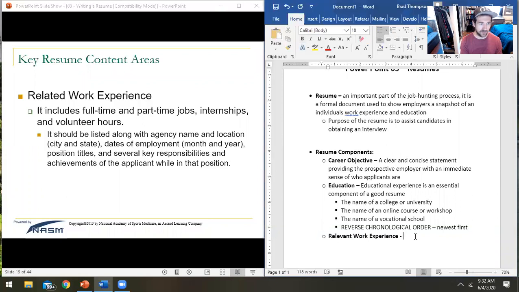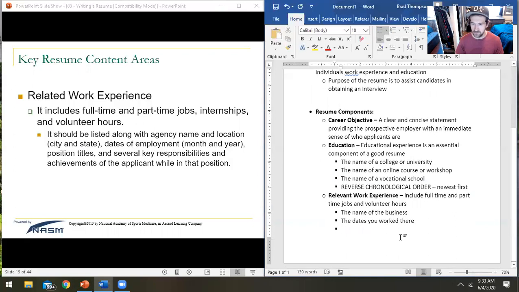So this can include full-time and part-time jobs and volunteer hours, if, again, volunteering is totally relevant. So again, same concept, right? Include the name of the business, the dates you worked there, and the location. The location bit is really common. You'll see it a lot of times.